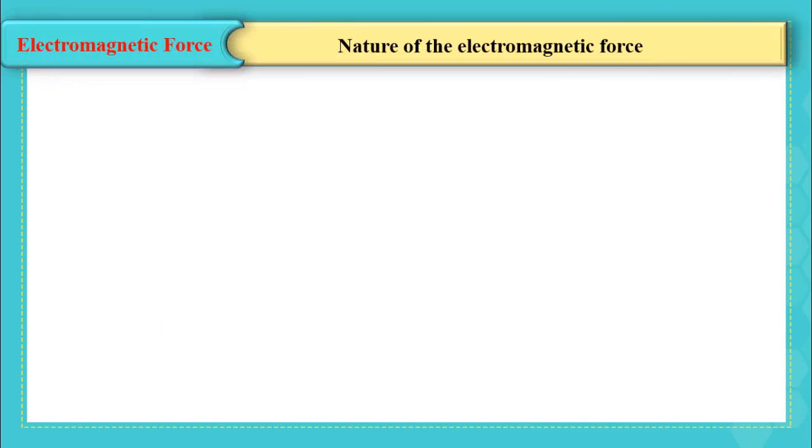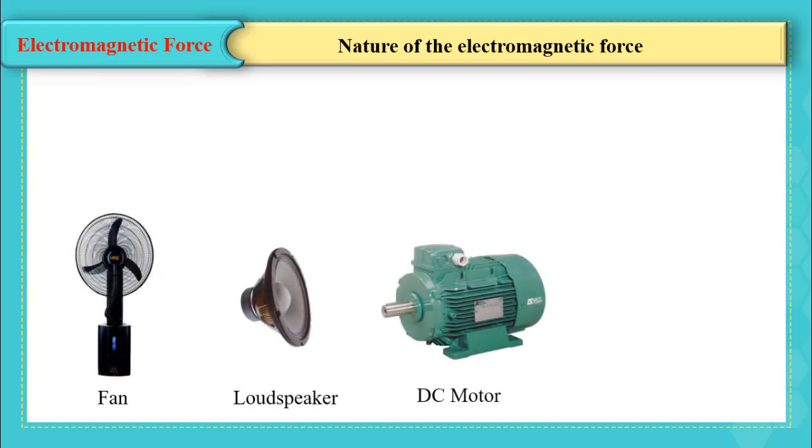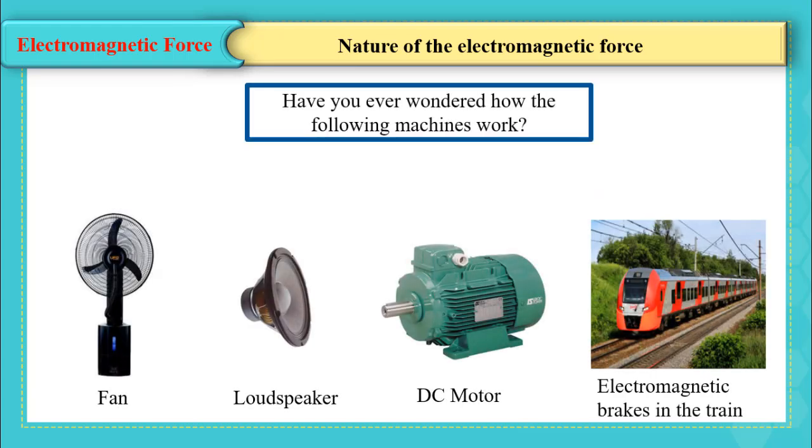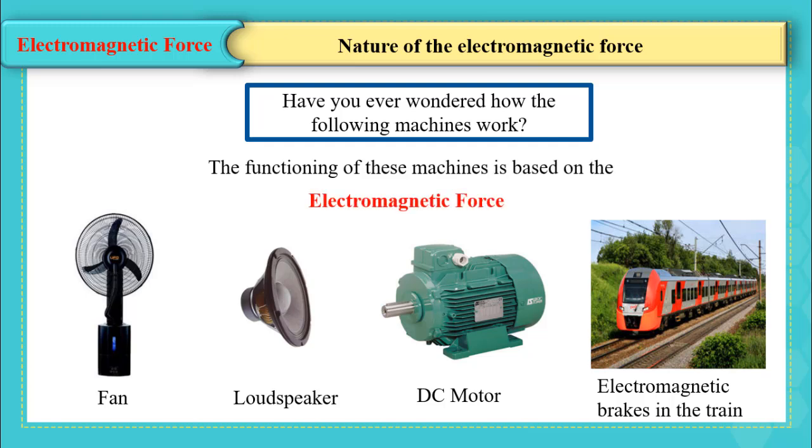Before we start, consider the following machines that we use in our life or we have heard of before: fan, loudspeaker, DC motor, or the electromagnetic brakes in the train. Have you ever wondered how it works? Actually, its functioning is based on the electromagnetic force. Through this video, we are going to define and characterize this force.